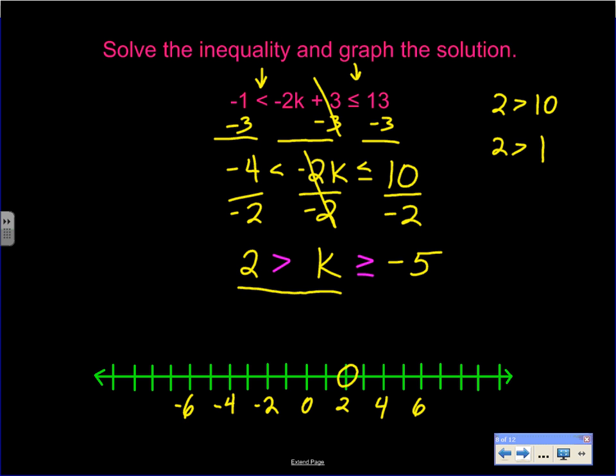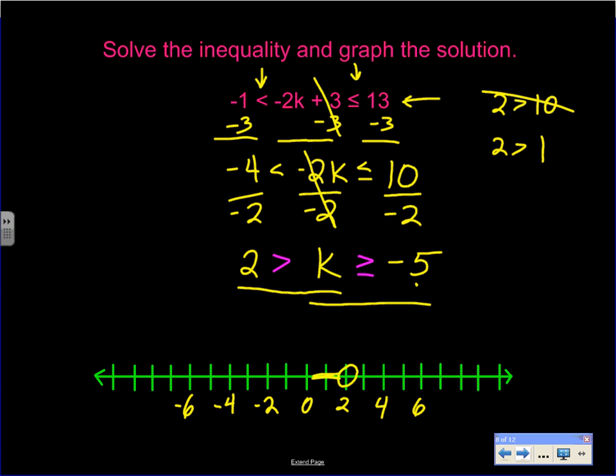Okie dokie. Which one is true? 2 is greater than 10? I don't think so. 2 is greater than 1? Yes, that's true. So it's going to point towards the 1. I know this is an "and" compound inequality because it's grouped together like that. So I'm not going to put an arrow on the end of this because I know that it's meeting up somewhere, probably there with that -5.